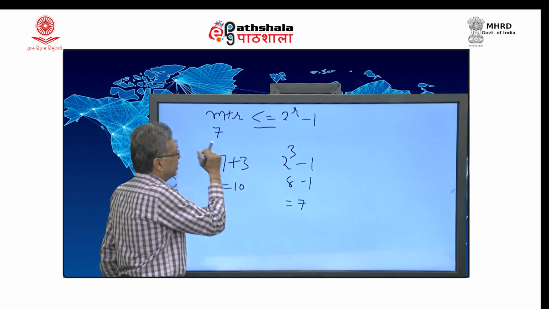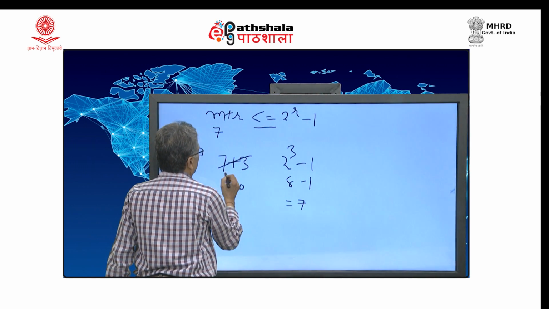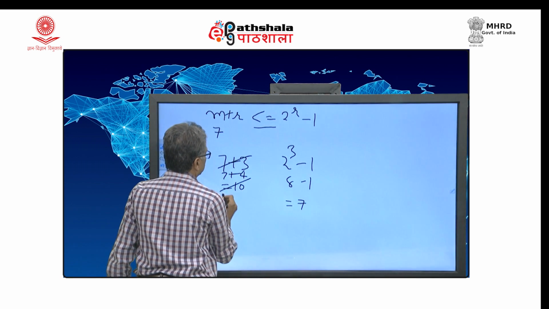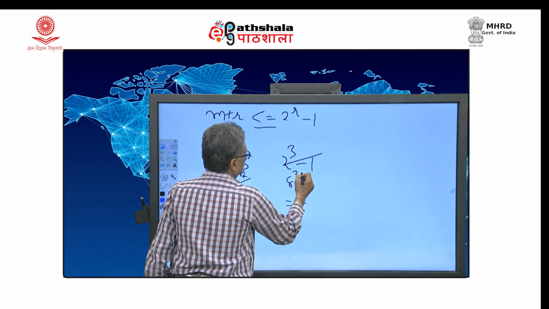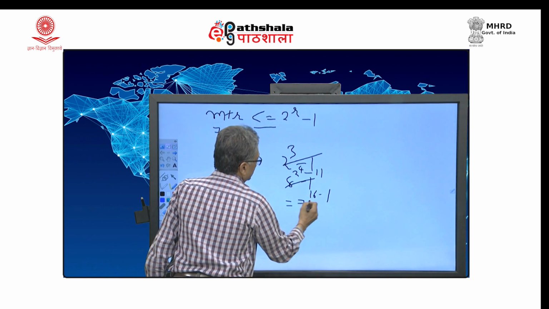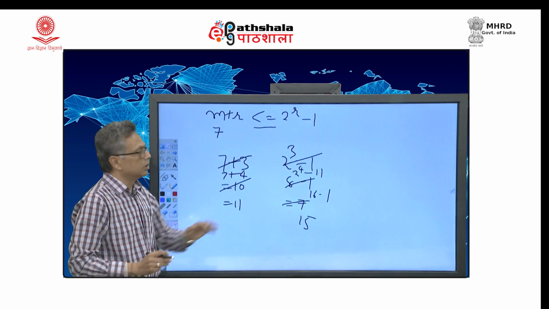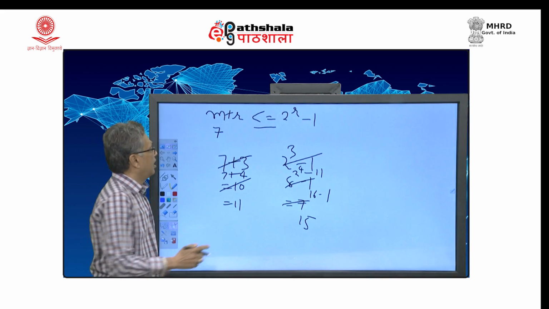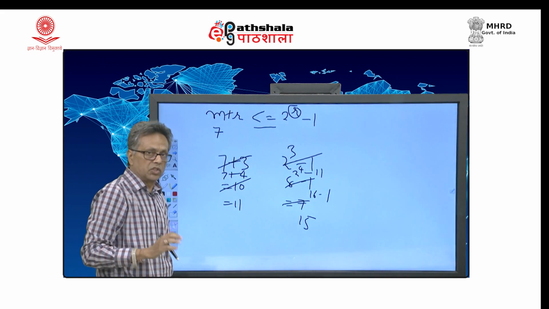So, let me take it 4. So, it makes it now 7 plus 4, that makes it 11, and it is 2 raised to 4 minus 1, that is 16 minus 1, that makes it 15. When this value is 4, this equation holds. Point is, the minimum r value is 4.